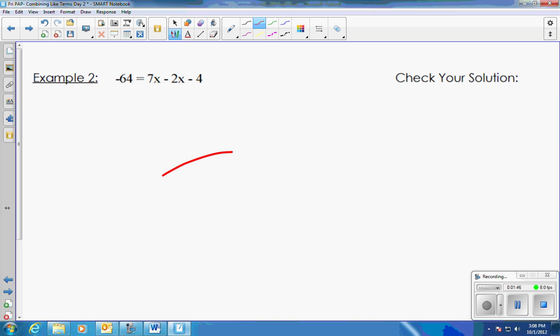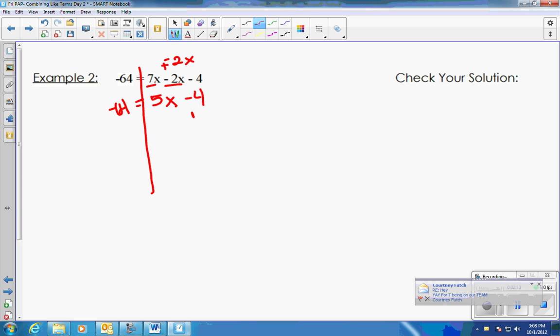Next question. The next question, again, I'm going to draw a line down through my equal sign. Now remember that you should be treating these like integers, because a minus 2x, when you add the opposite, that negative really goes with it. So this is going to be 7x and minus 2x. That gives me 5x minus 4. That equals negative 64.